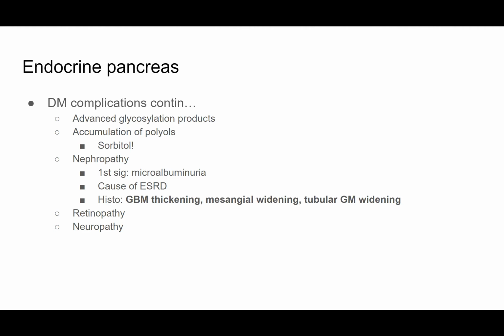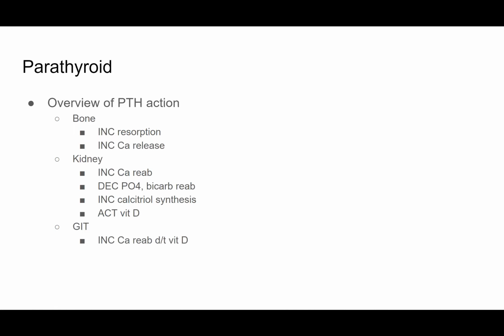And then very high yield, they love to focus on this. Histo, you get the glomerular basement membrane thickening, mesangial widening, and tubular glomerular widening. So that's very high yield, focus in on that. And then of course retinopathy, neuropathy.